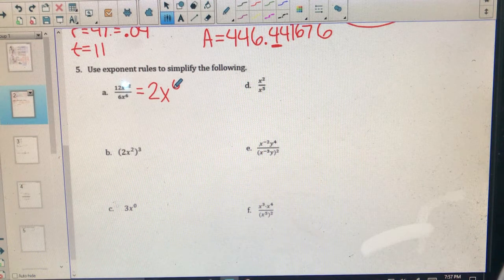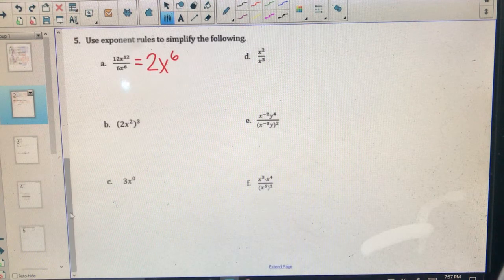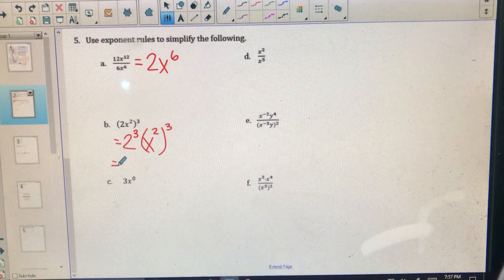B is a little bit trickier because of the idea of the parentheses. Everything in the parentheses is being raised to the third power, including the 2. So this can also be rewritten as 2 raised to the third, and that x squared is also being raised to the third. Now 2 to the third can either just be plugged into the calculator, or you can do it in your head by doing 2 times 2 times 2. You get 8. Then the x squared being raised to the third power is the power to a power rule, which means I need to multiply these, and I get x to the 6th again. 2 times 3 is 6. So 8x to the 6th is my final answer for B.